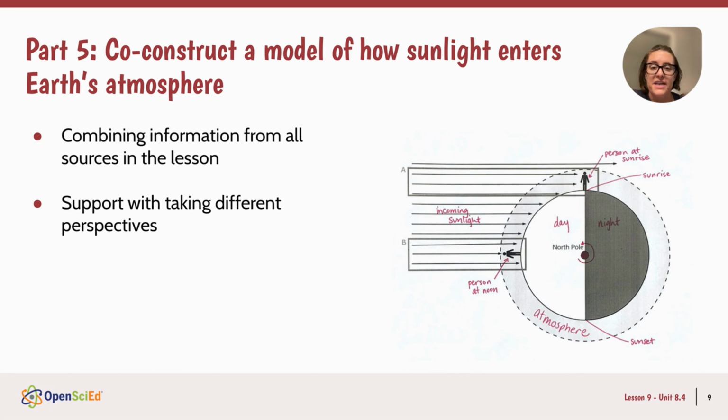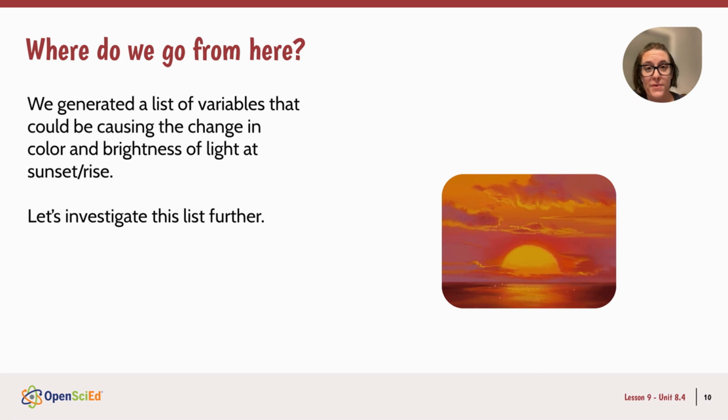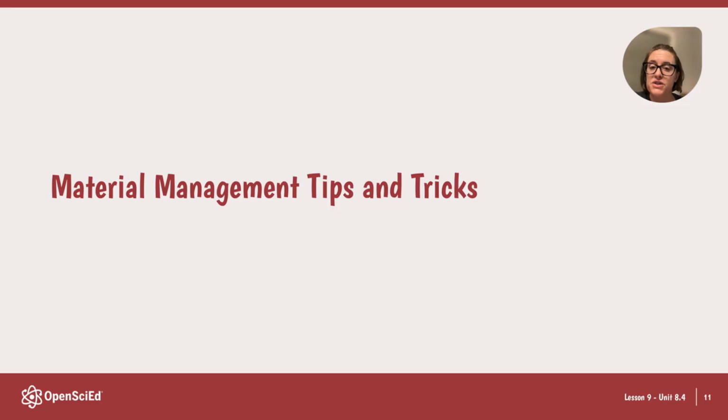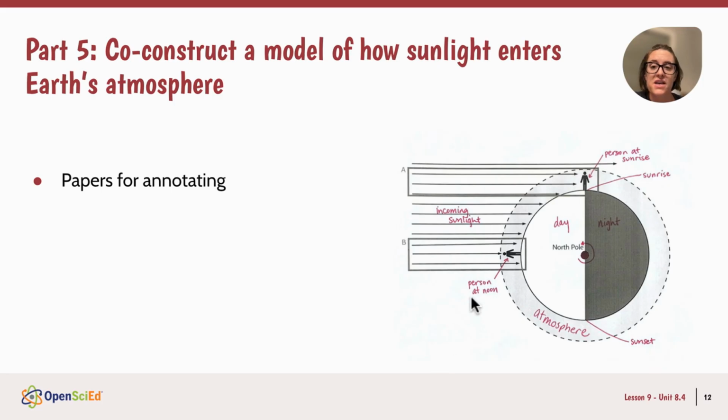And that's how we get to navigating to the next lesson. Where do we go from here? Well, we generate a list of variables that could be causing the change, and we feel like it's the amount of atmosphere that's causing this change in color and brightness, and we want to investigate that further in the next lesson. Some material management tips and tricks.